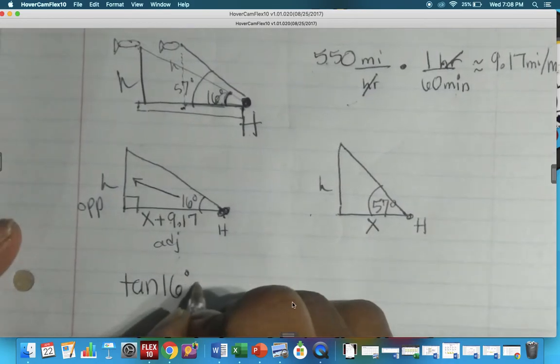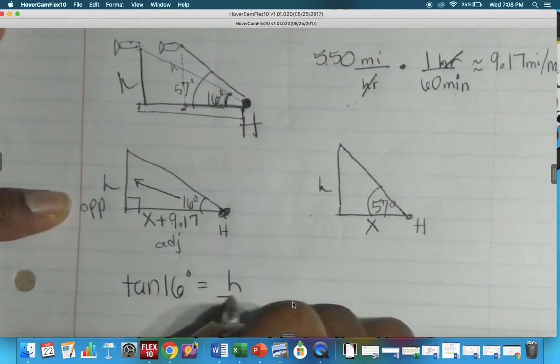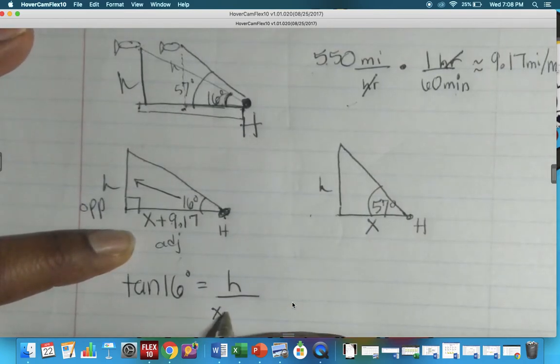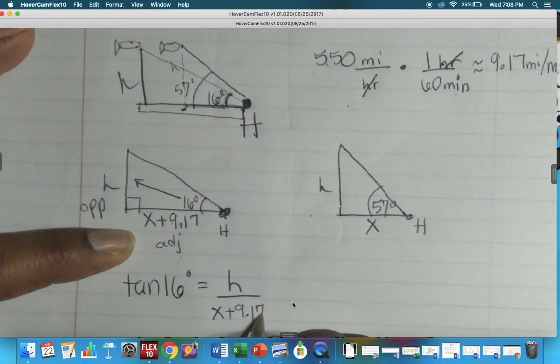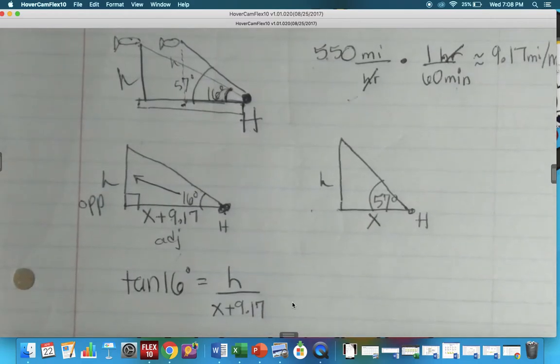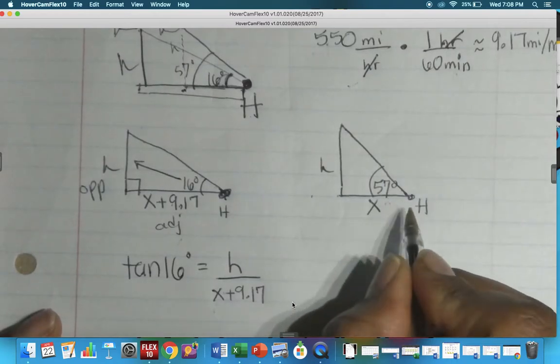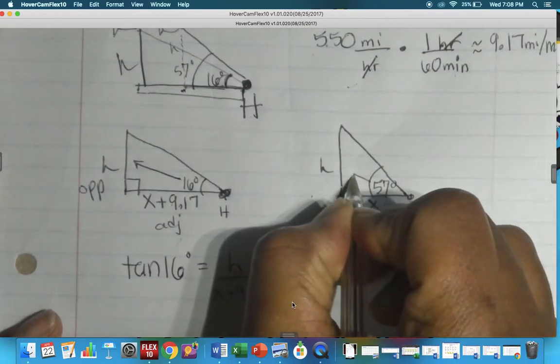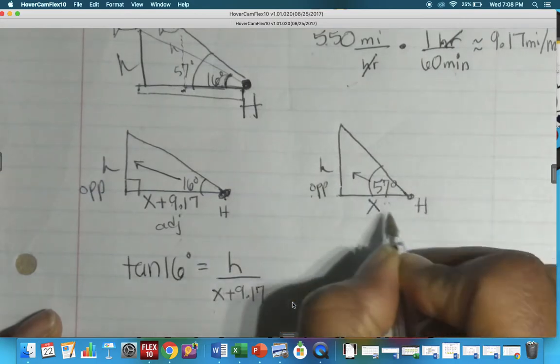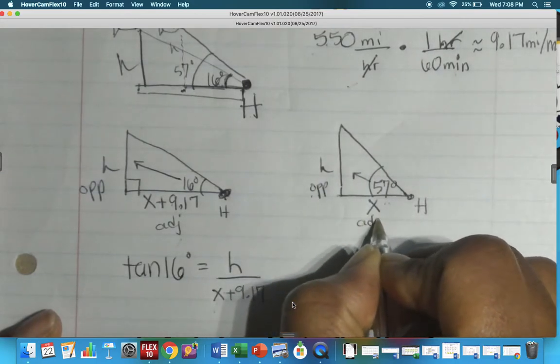There we go. Equals the opposite side, which is H, over the adjacent side, which is x plus 9.17 miles. Okay, it's not good that we have two variables, two unknowns, but we'll try to fix that. Here, the same thing. Across from the 57, I have the opposite side as H. I have the adjacent side as x.